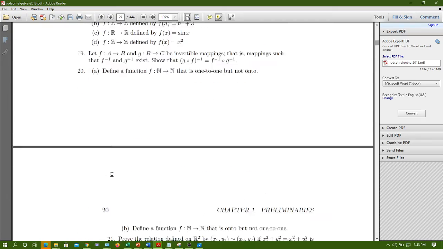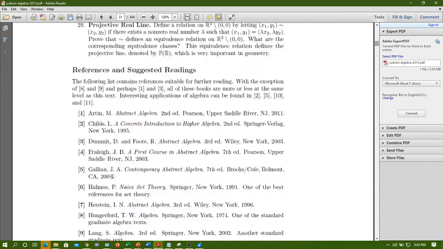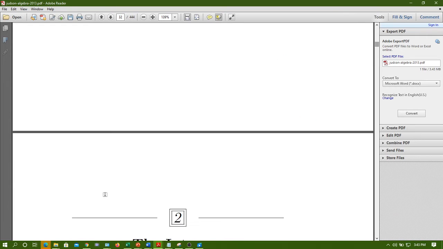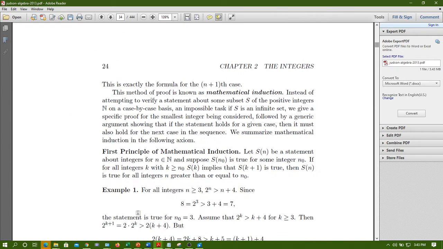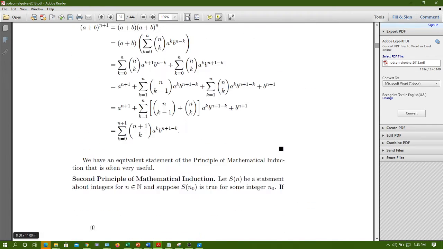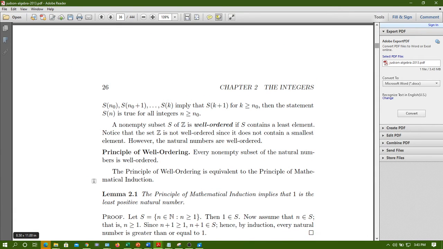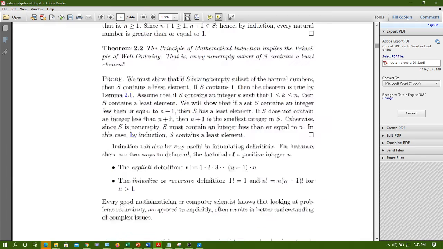Okay. So let's proceed with the integers. We have mathematical induction, which I think we'll discuss in that presentation, but you can visit this book, which you can download from the internet. The first principle of mathematical induction and the second principle of mathematical induction. I hope you got the presentation. The principle of well ordering, because we need this principle to prove mathematical induction.